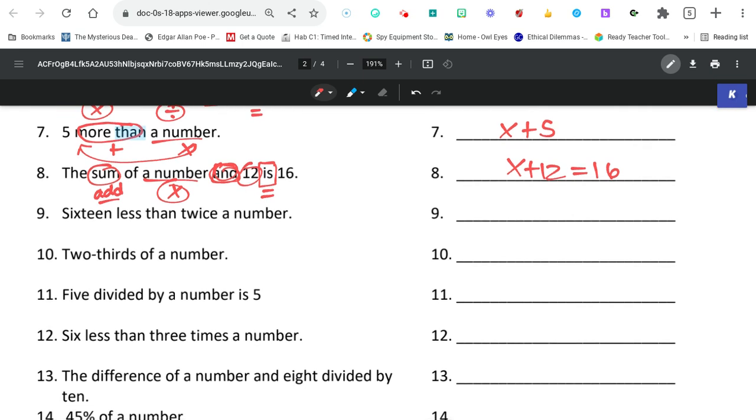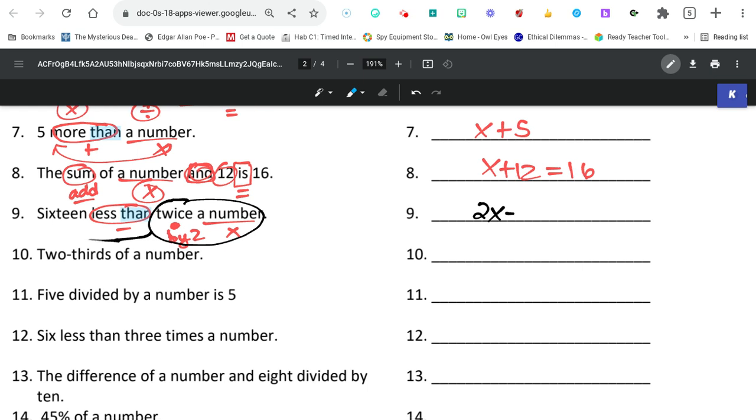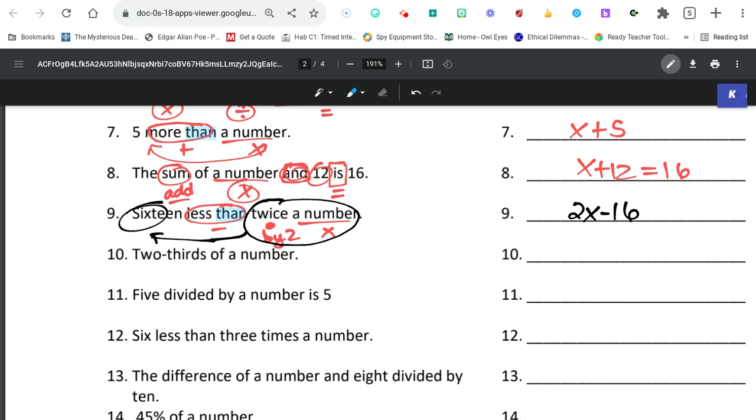Number 9: twice a number is 16 less than. Less than means subtract. Twice means we're going to multiply by 2. A number is X, whatever variable you want it to be, really. And there's a turnaround word, than. So I'm going to write what's on this side first. On this side of than is twice a number, so I'm going to put 2X. And then I go backwards. Minus 16. And that is all you do.